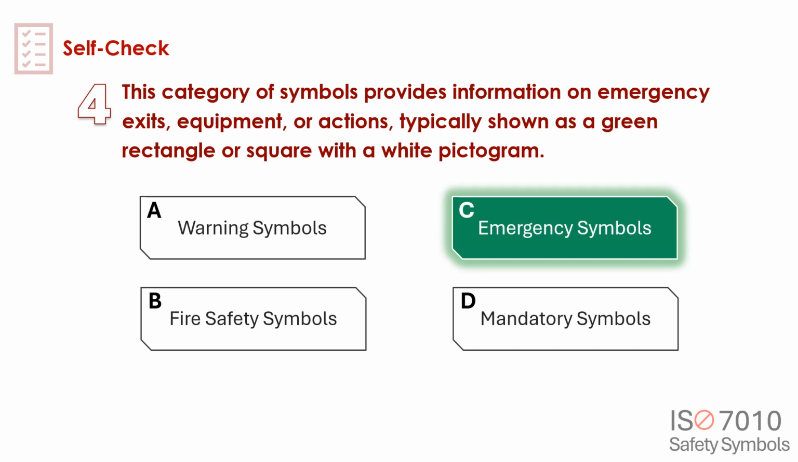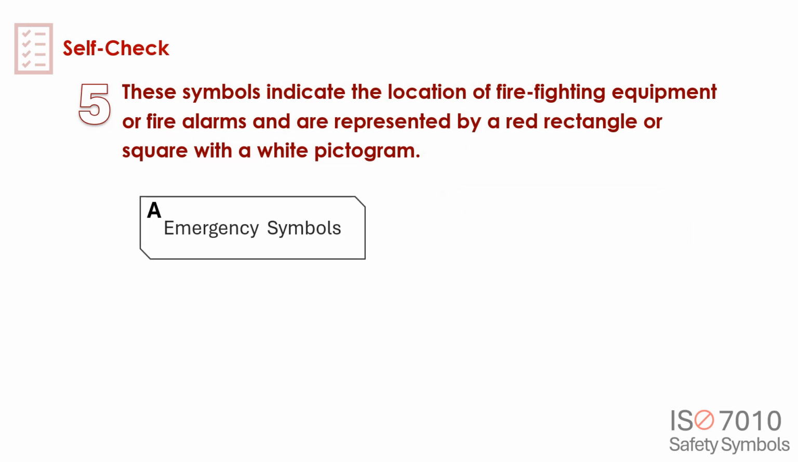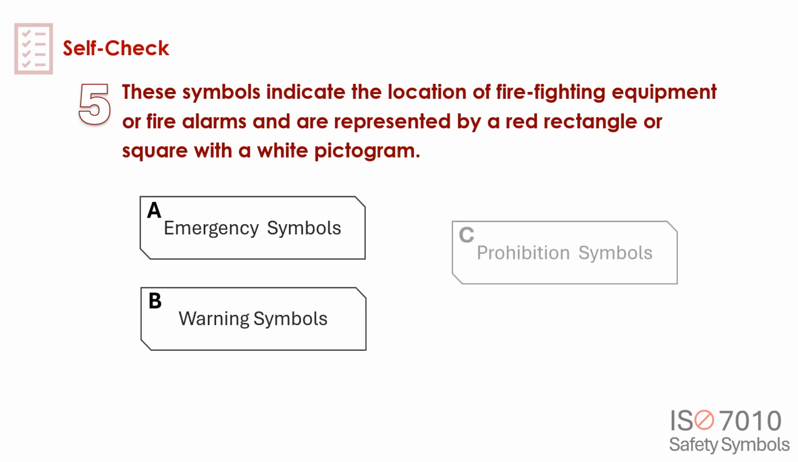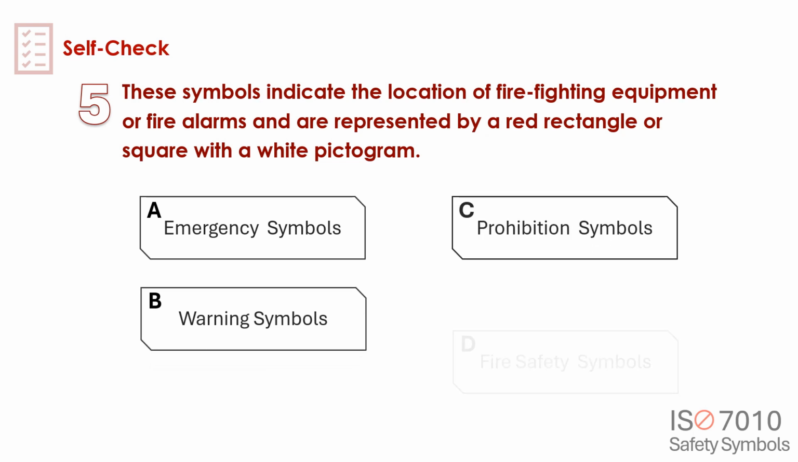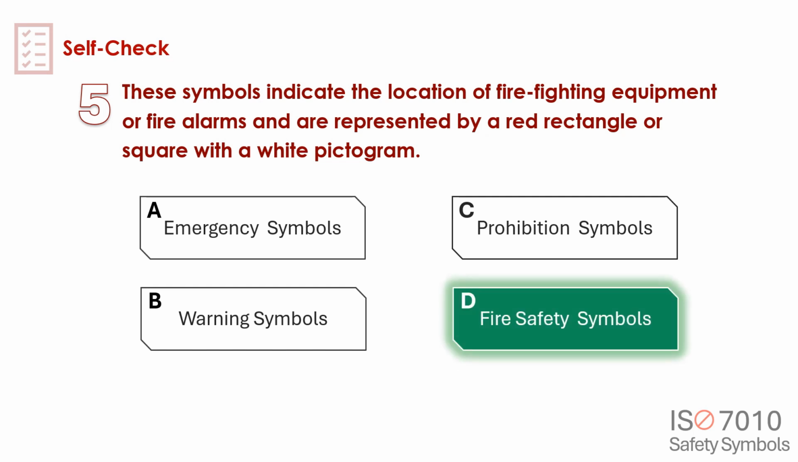Last description. These symbols indicate the location of firefighting equipment or fire alarms and are represented by a red rectangle or square with a white pictogram. Is it A. Emergency symbols, B. Warning symbols, C. Prohibition symbols, or D. Fire safety symbols? The correct answer is D. Fire safety symbols. I hope you learned something from this video lesson.